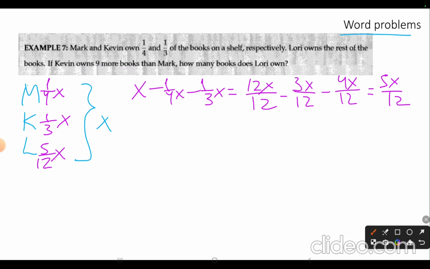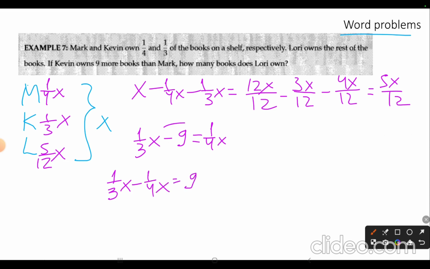To equalize it, we should subtract 9 from Kevin because he has more. But to equalize, we subtract 9 and equalize to Mark. Kevin has 1/3x books minus 9 equals 1/4x. Let's take 1/4 to the left side and 9 to the right side. We have 1/3x minus 1/4x equals 9.